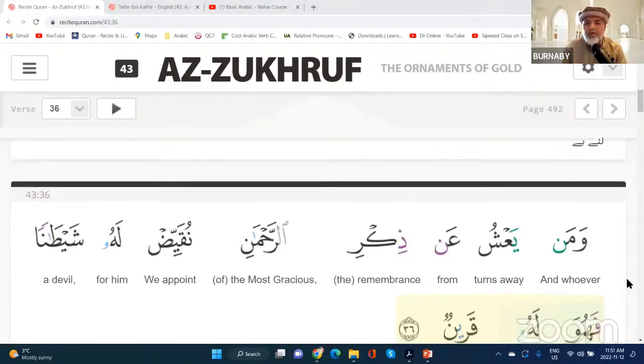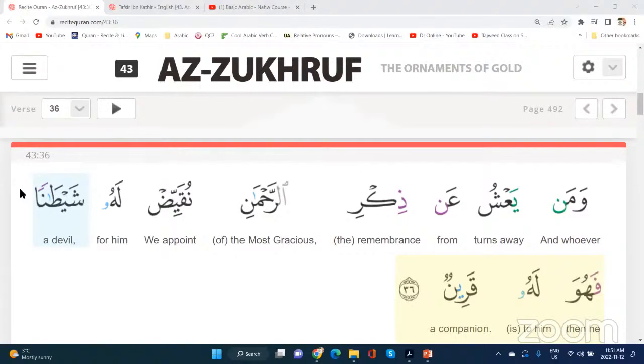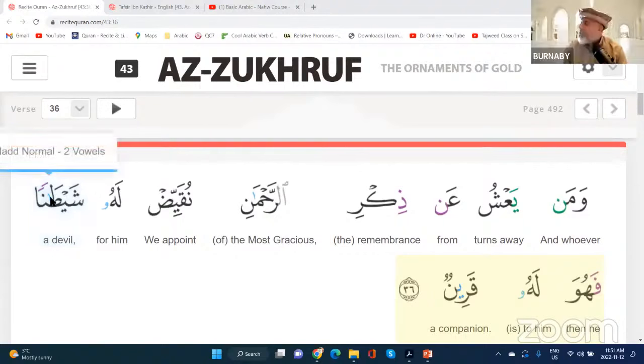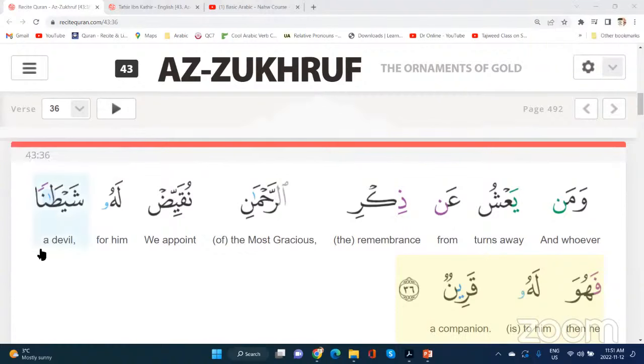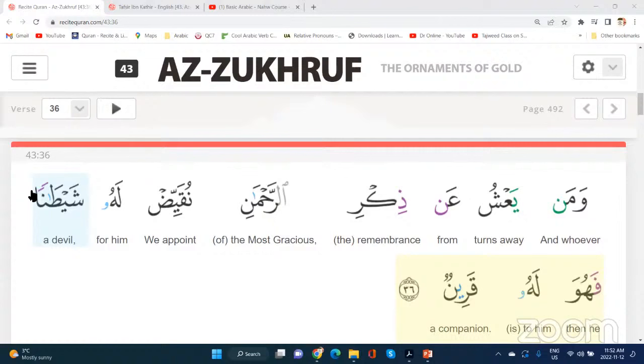Now quickly look at this. What is the status of shaitanan? Nasab. Because is shaitan male or female? Male. And look at the word a devil, meaning one devil. Is it wahid? Wahid. Is shaitanan nakira or marifa, common or proper noun? Common.